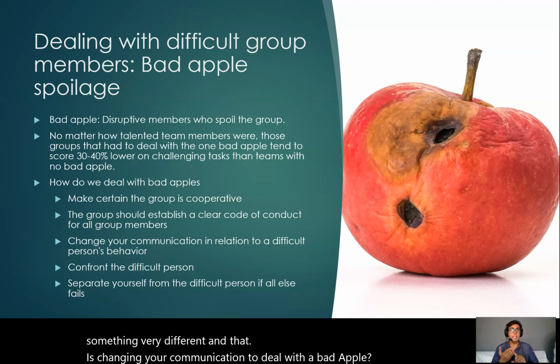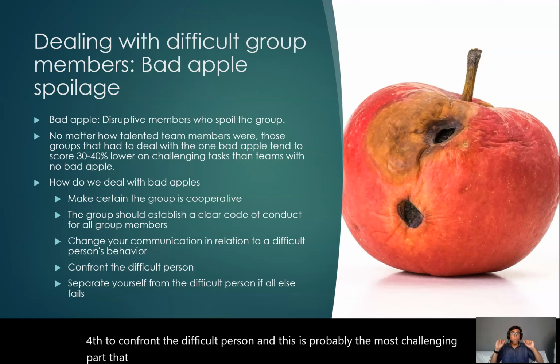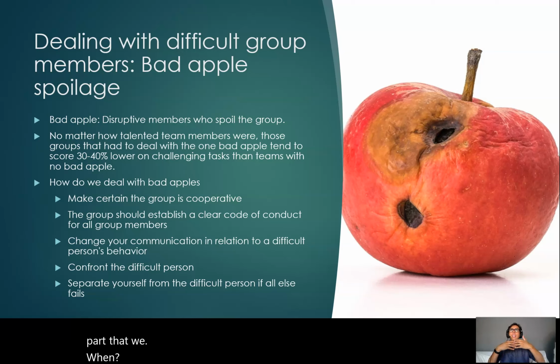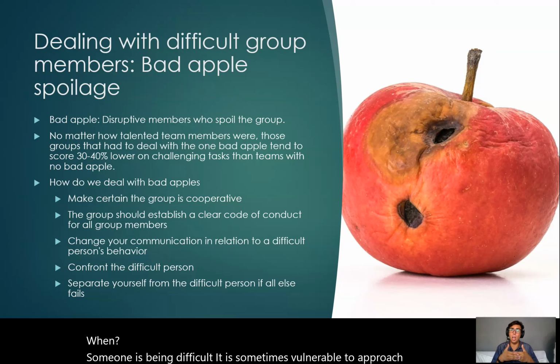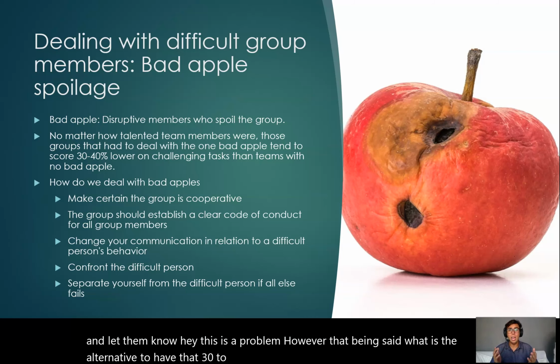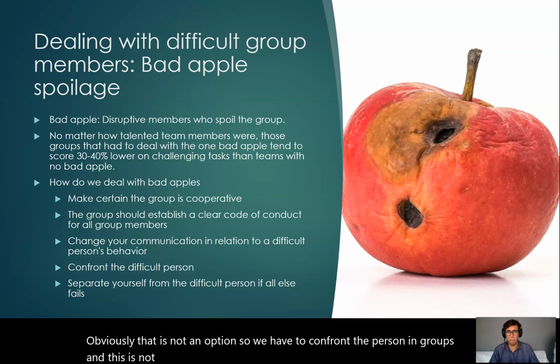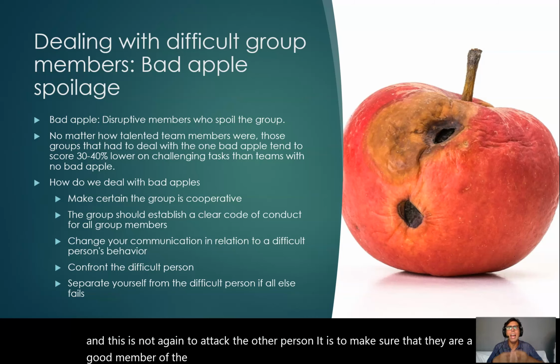Fourth, to confront the difficult person. And this is probably the most challenging part. When someone is being difficult, it is sometimes vulnerable to approach this situation and let them know, hey, this is a problem. However, that being said, what is the alternative? To have that 30% to 40% lower percentage on grades? Obviously, that is not an option. So we have to confront the person in groups. And this is not, again, to attack the other person. It is to make sure that they are a good member of the group as well as everyone else in the group.